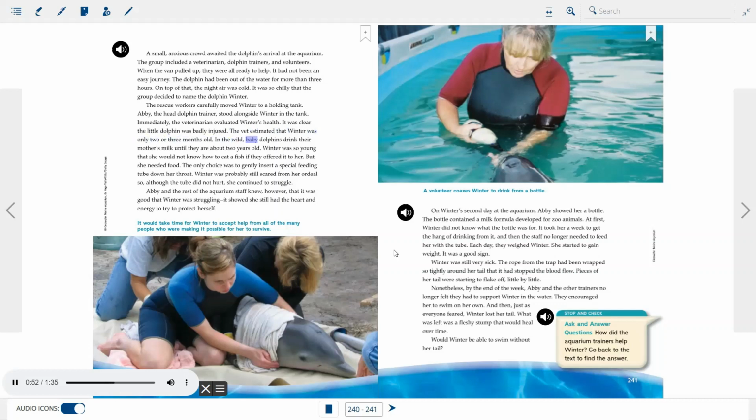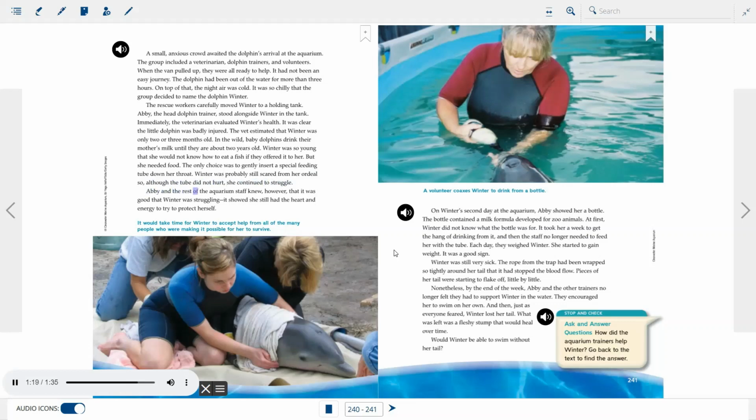In the wild, baby dolphins drink their mother's milk until they are about 2 years old. Winter was so young that she would not know how to eat a fish if they offered it to her. But she needed food. The only choice was to gently insert a special feeding tube down her throat. Winter was probably still scared from her ordeal, so, although the tube did not hurt, she continued to struggle.